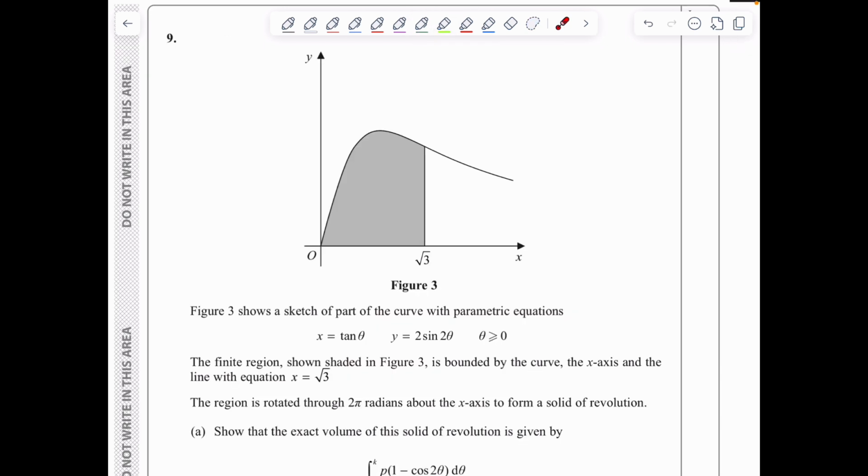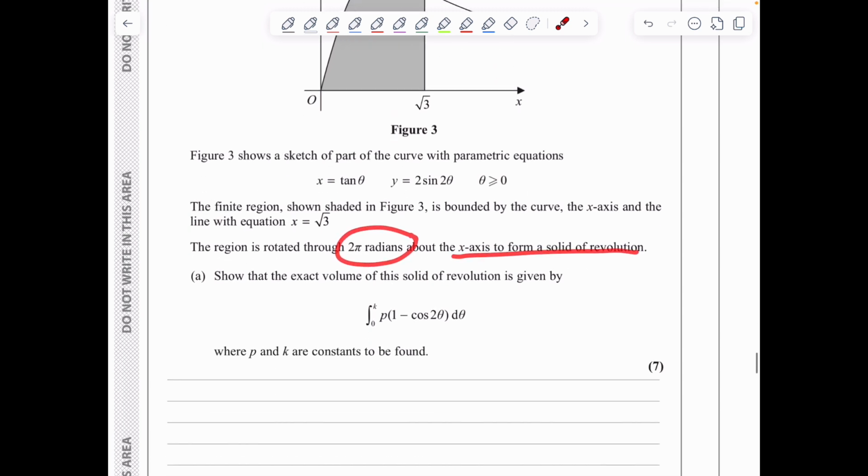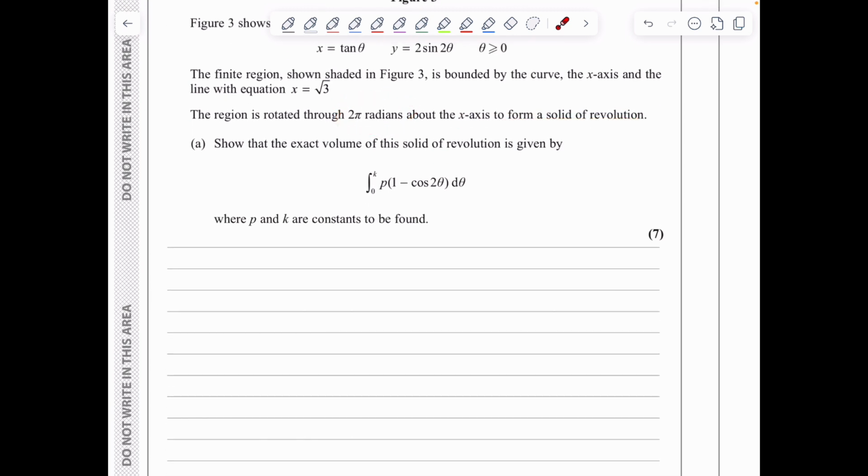In question 9, we've got a curve described parametrically here. Theta is the parameter, it attains values greater than or equal to 0. We are told that we've got this finite region here shown shaded, bounded by the curve, the x-axis, and the line with equation x is root 3. Now we are rotating this region through a full revolution about the x-axis, forming a solid of revolution, and we need to show that the exact volume of this solid is given by this integral with p and k being constants to be found.